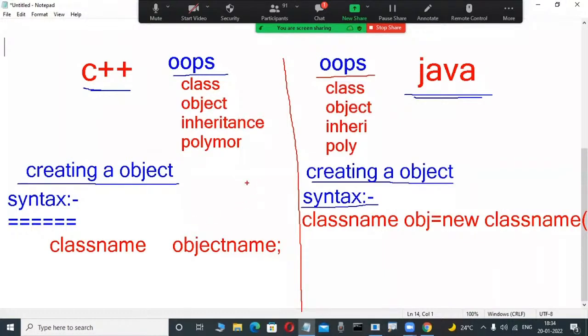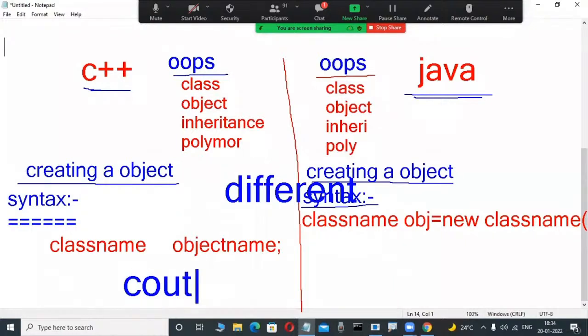Different. Syntactically different. Observe here. Conceptually, OOPS concepts are the same, but syntactically different. And functions are also totally different. Suppose in C++, I want to display output, cout is a function, streaming output. And now in Java, what is the function?